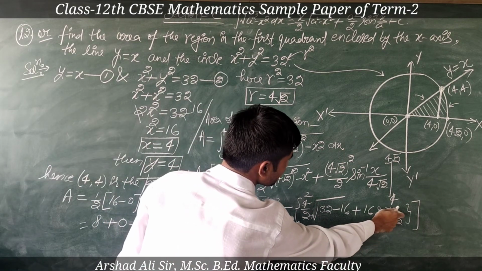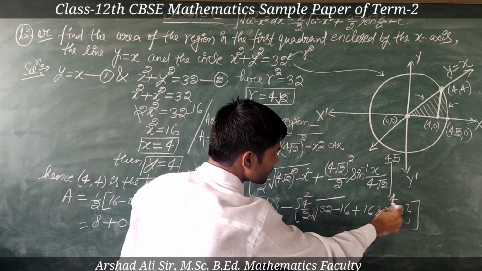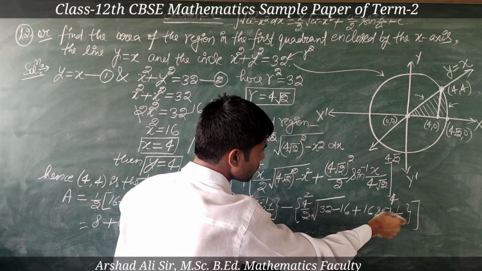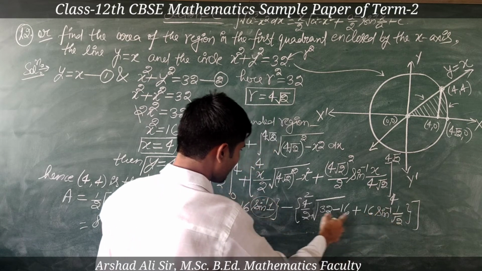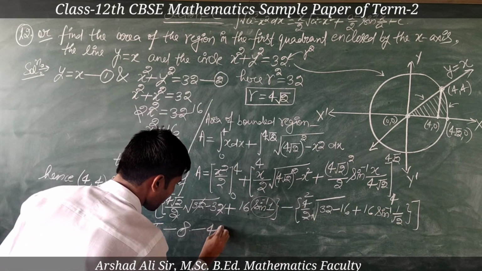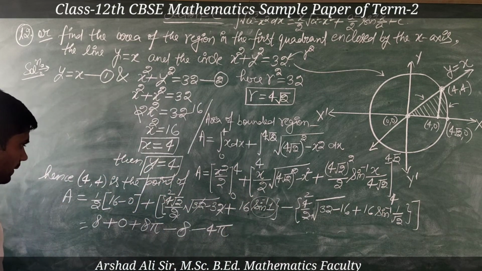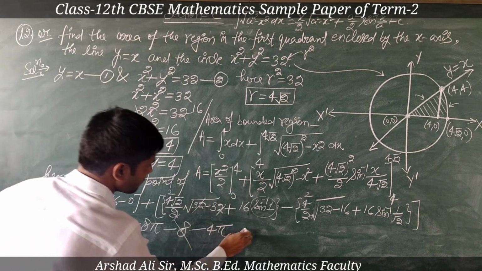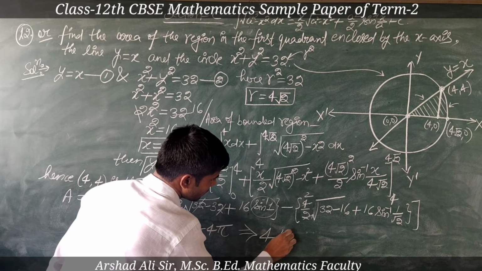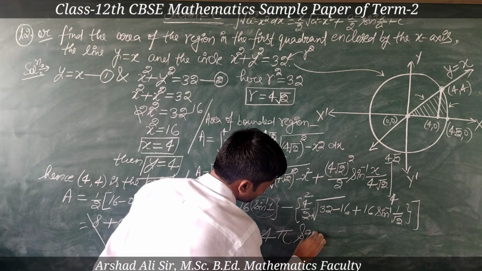16 multiply sine inverse 1 upon root 2. Sine inverse 1 upon root 2 will be equal to pi by 4. So 4 4 the 16, it will be 4 pi with negative sign. Okay, now you can see clearly 8 and minus 8, it will be cancelled. 8 pi minus 4 pi, so you will get 4 pi square units.